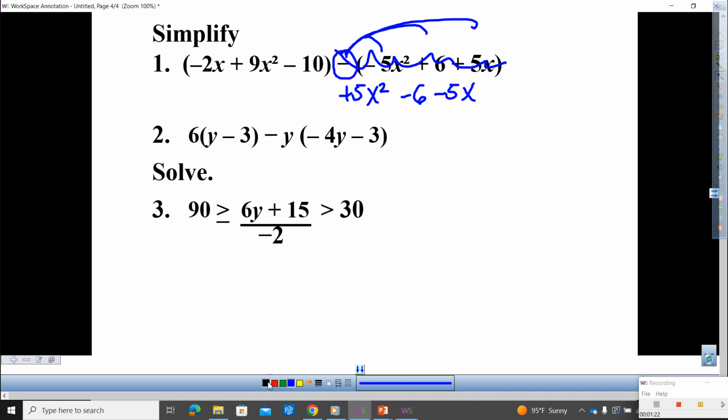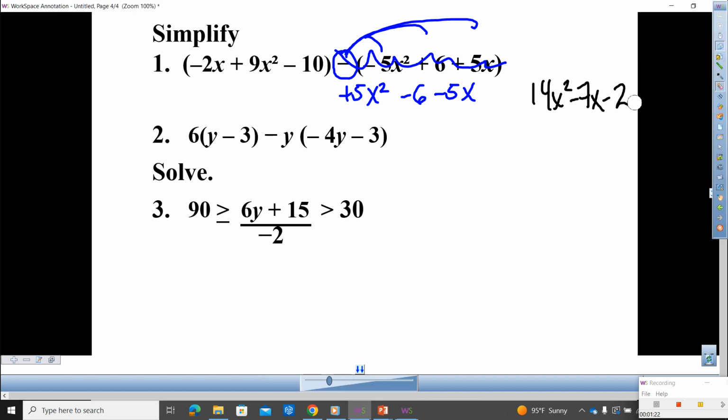Oh, Bailey, what'd you get? 14x squared minus 7x minus 2 minus 10. 16. All right, my bad. Minus 16. Hands if you got that. Looks about right.